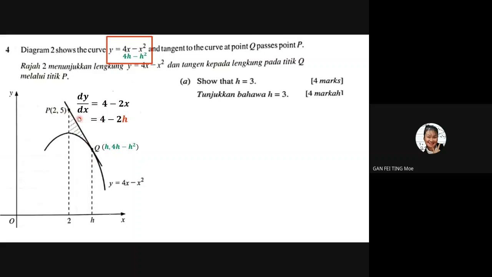So from here, I can see the coordinates of P and Q. I can form my gradient here by using the formula. I can evaluate the gradient by using the formula. So the formula will turn into 5 minus 4h minus h squared, y1 minus y2 over x1 minus x2. So this is the gradient for this straight line. And this is equivalent to the gradient at point Q.